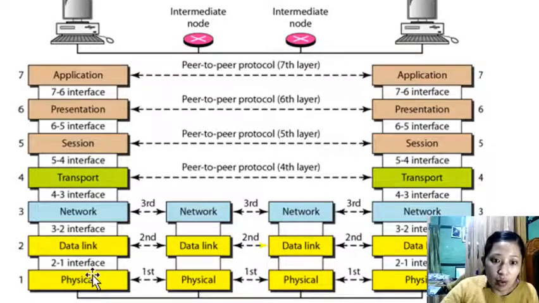Similarly, one of the tasks of the physical layer is to convert the bit stream into the form of signals. Similarly, on the receiving side, the receiver's physical layer is going to take the signal from the network and convert it into the form of a sequence of bits. So this is how the different layers will be related to each other.